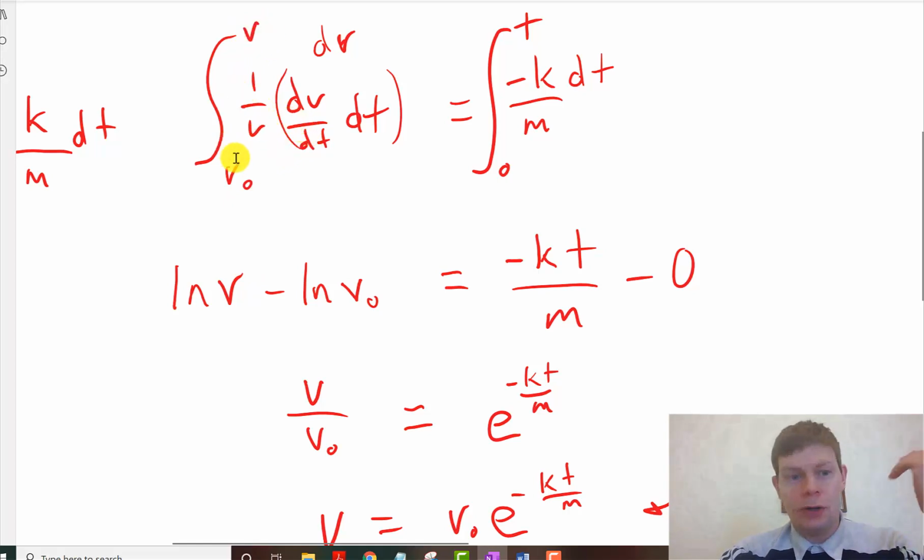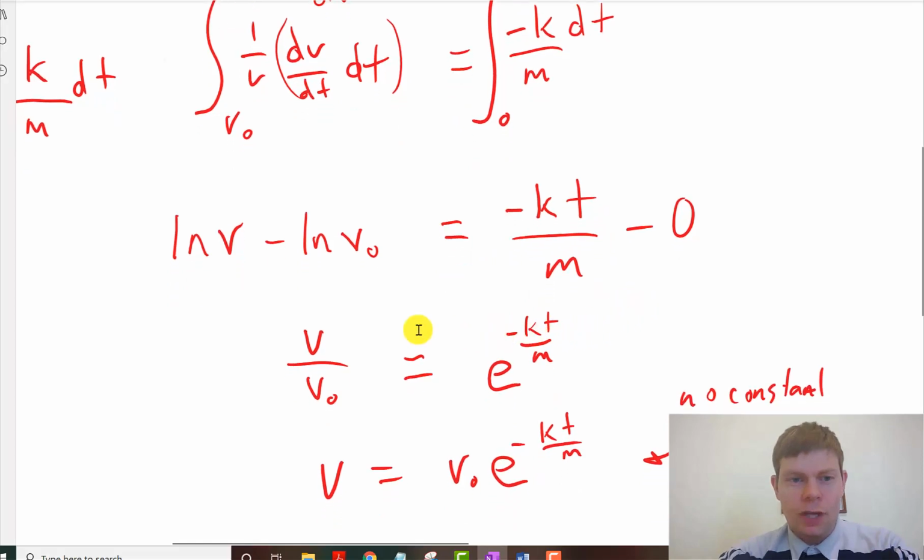The integral of 1 over v is the natural log of it. So we have the natural log of v minus the natural log of v naught on this side, using our bounds. And then we have minus kt over m, because we just have this dt and the rest are constants, minus 0 when t is 0. So put those together and we're good.